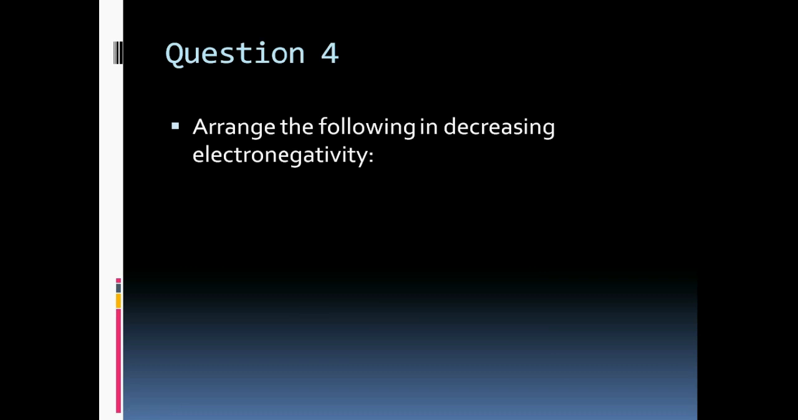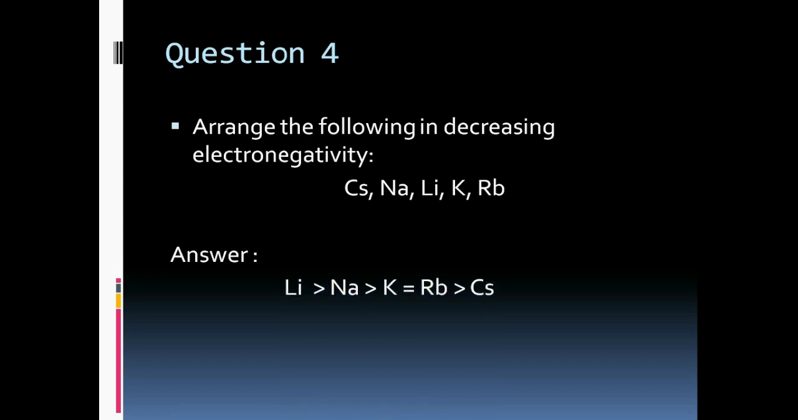Let's do one more question. Arrange the following in decreasing electronegativity: cesium, sodium, lithium, potassium, rubidium. And the answer is lithium, sodium, potassium equals rubidium, cesium. Potassium and rubidium have equal electronegativity as per Pauling scale.